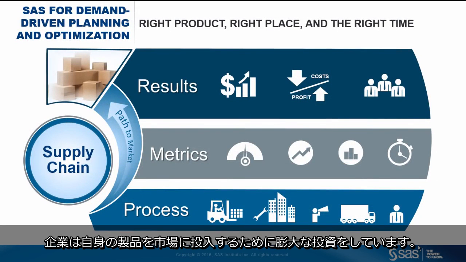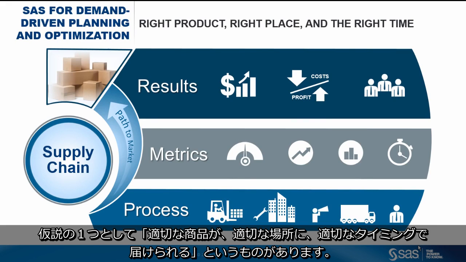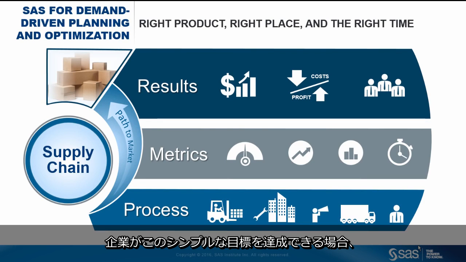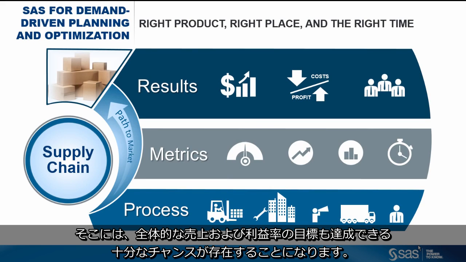Organizations invest significantly to bring their products to market. During this process, organizations make many assumptions about how much revenue and profit a product will generate. One of the assumptions is that the right product will be delivered at the right place at the right time. If an organization can achieve this simple goal, there is a good chance that it will also achieve its overall revenue and profitability goals.